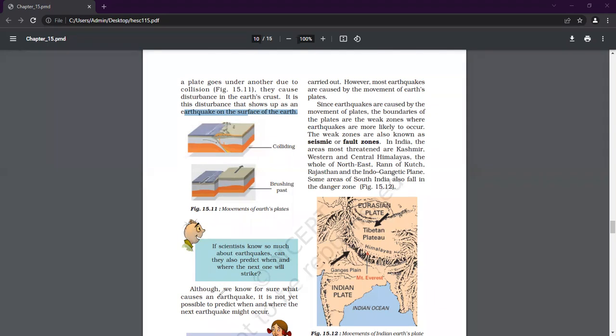Now all of you see, although we know for sure what causes an earthquake, it is not yet possible to predict when and where the next earthquake might occur. As we all know why the earthquake happens, what is the basic reason, what is the science behind the earthquake, but still we do not have any equipment or any device which can give the prediction of the earthquake. However, most earthquakes are caused by the movements of the earth plates. Okay.